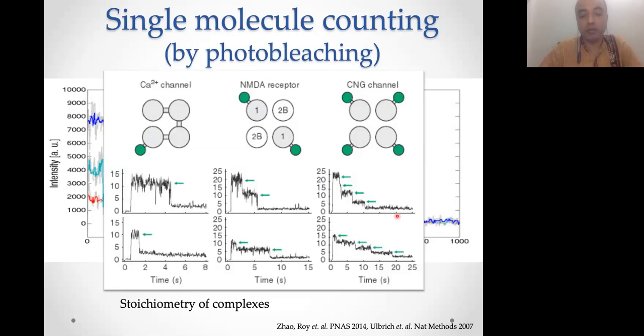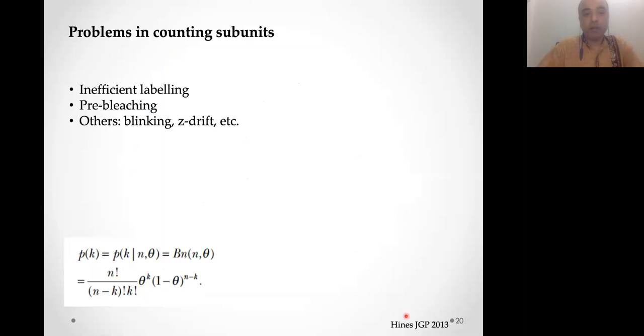Okay, so this was published quite a long time ago, where you can take advantage of photo-bleaching to identify complex stoichiometry. The problem you need to be aware of in this case is that there is going to be insufficient labeling. There is never going to be 100% labeling. You will be very, very lucky if you got 100% labeling, right?